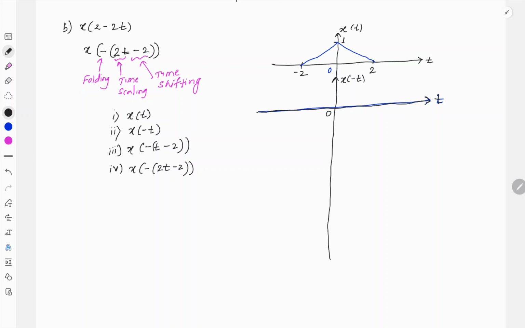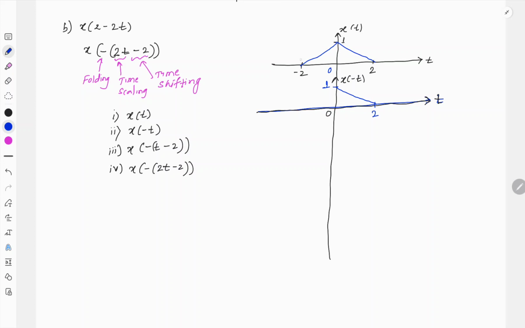Okay. Now folding means what? We are going to multiply every time coordinate with minus sign. So here we have minus 2. So if we multiply minus 2, this point becomes plus 2. So this coordinate will be shifted at 2. Then we have 0. 0 multiplied by minus remains 0. So we get minus 2 at plus 2, 0 at 0. And whatever is the graph between these 2 points, it is a straight line. So draw this straight line with amplitude 1 as it is.